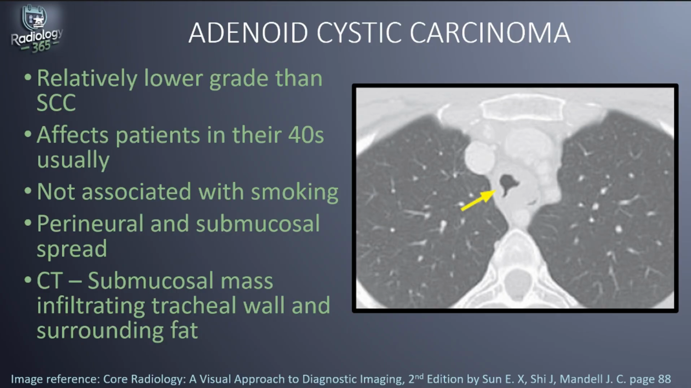So this image is a case of tracheal adenoid cystic carcinoma, and it shows irregular circumferential thickening of the tracheal wall, causing tracheal narrowing. See how thick it is here, relatively less thick here, but it's still thick. It's kind of irregular and circumferential. This was a case of adenoid cystic carcinoma of the trachea.